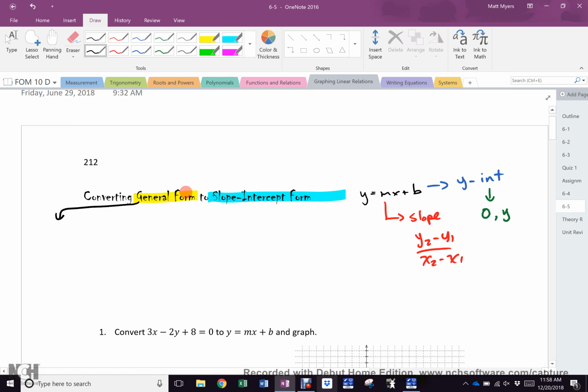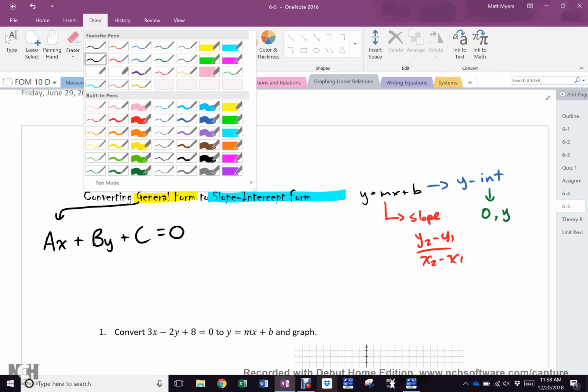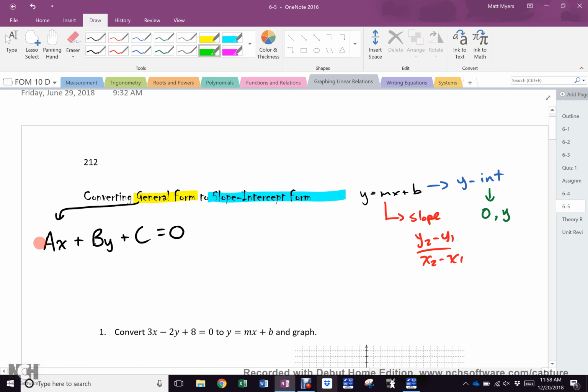General form is this: Ax plus By plus C equals 0. Now, what do you notice about this that is similar to this? C is C, B is B. Both are constants. C is just a number. Nothing's multiplying in front of it. B is just a number. Nothing's multiplying in front of it.